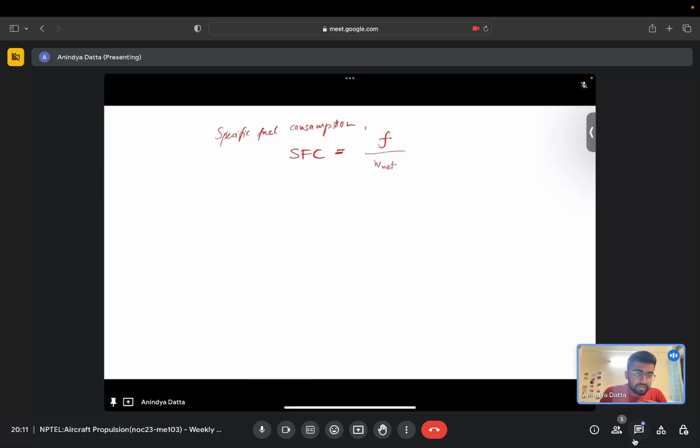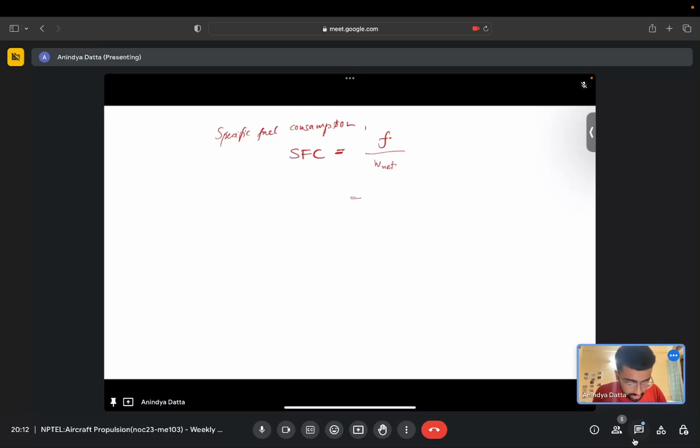But in case of a gas turbine power plant, the specific work output, or the output power, is the energy we are interested in. In case of an aircraft propulsion cycle, it is the thrust. So here, SFC is defined by the fuel-air ratio divided by the net work output.